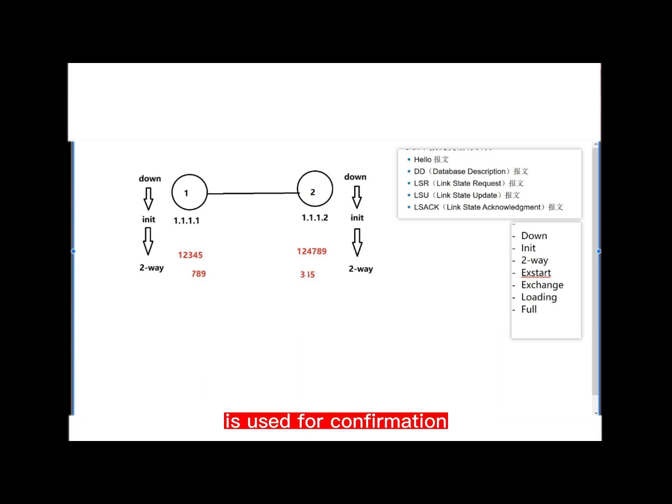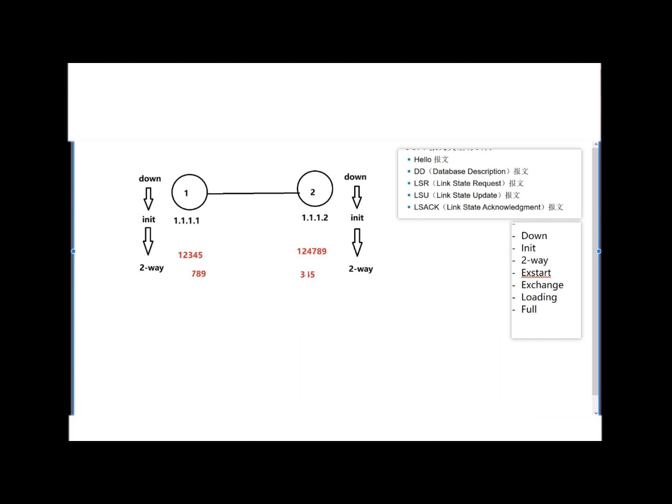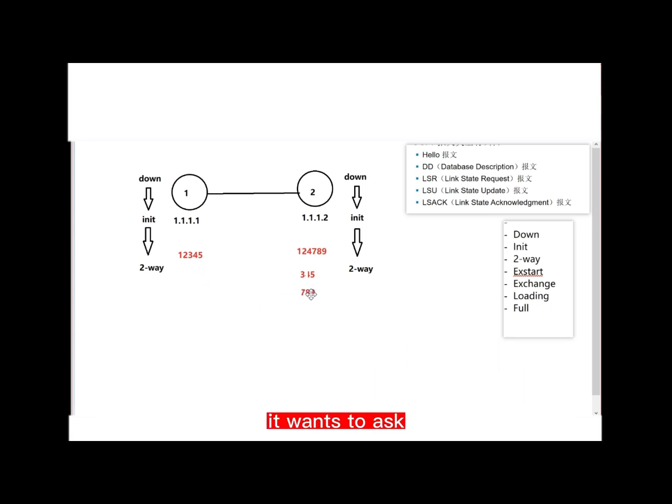It is used for confirmation. But the question of reliability is too far away for us now. In the process, we use the DD message to exchange information summary. Then when the summary of the information is complete, we're going to start making requests next. You can see that R1 does not have this 789 locally. It wants to ask. This is the request.